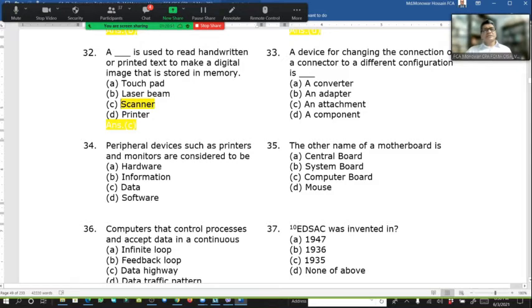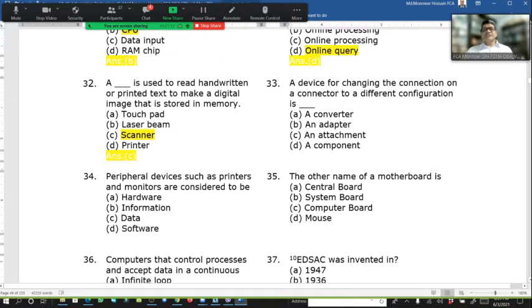So sometimes when we see handwritten, our answer that time we will take touchpad. Okay, but here the meaning is different. So handwritten or printed, all go through the scanner. We can make it a digital image and it can be stored in our memory.